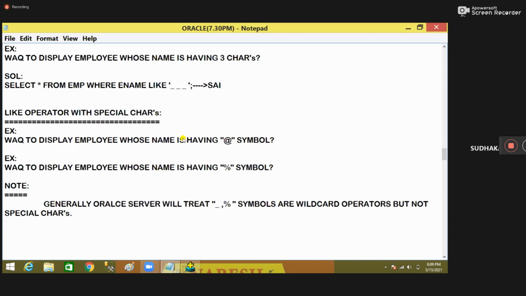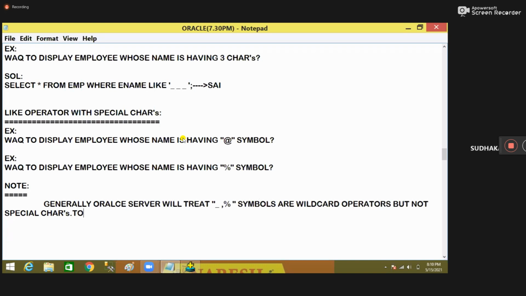So what will Oracle server do here? This underscore and percentile will not be treated as special characters. These two symbols are treated as wildcard operators. That's why it doesn't treat them as special characters, and that's why it doesn't show those particular special character names. It shows the complete table data. Now, do you understand the point? That is what is happening, guys, observe.